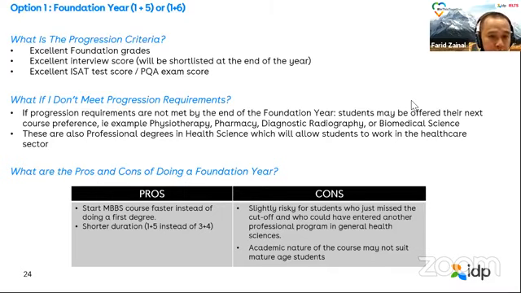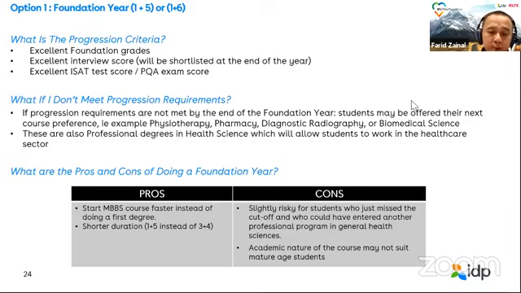As mentioned, shorter duration, right? 1+5 instead of doing it at a postgrad level. On the other hand, the disadvantage of exploring this option is there's a slightly higher risk factor, right? For students who may have missed the cutoff foundation score, right?